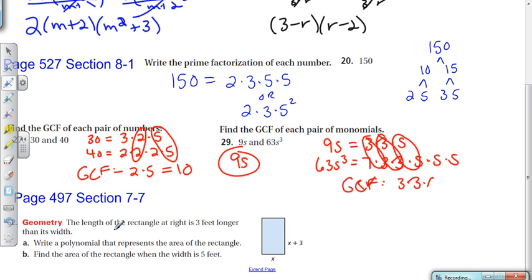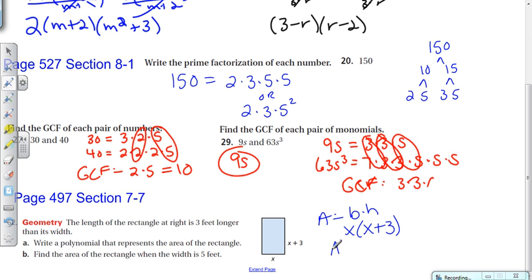Number 62, the length of the rectangle at the right is 3 feet longer than its width. Write a polynomial that represents the area of the rectangle. Find the area of the rectangle when the width is 5 feet. Area of a rectangle is base times height. So my base is x, my height is x plus 3.